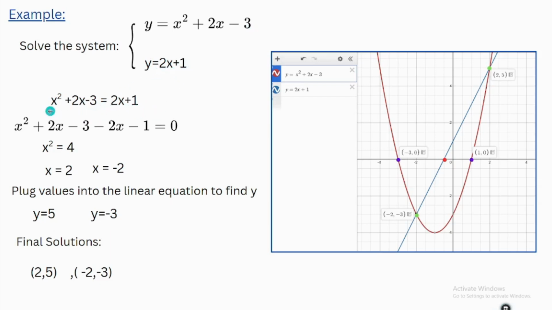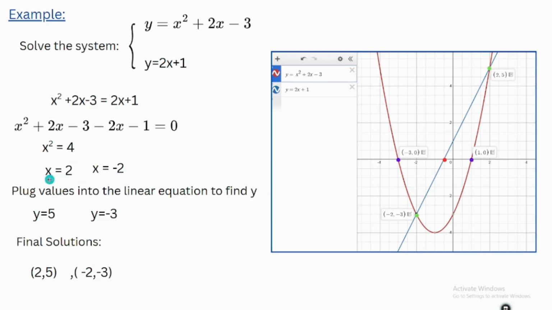We will say that the quadratic equation equals the linear equation, and we have to solve. x squared plus 2x minus 3, and we move 2x to the same side and negative 1. We find that x squared equals 4. So we have two solutions. When we take the root of x squared and 4, we find that x equals 2 and x equals negative 2.